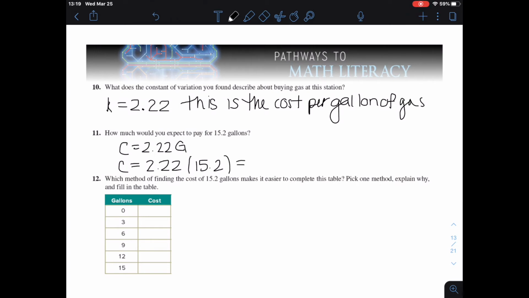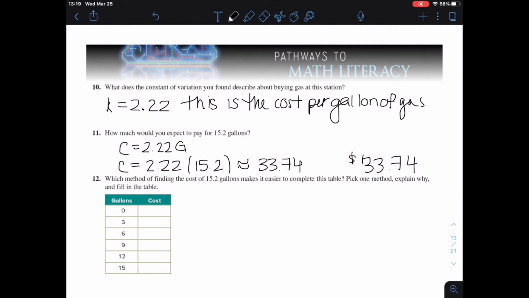And again, with rounding to the nearest penny, this would be 33.74. So it's the same thing. We'd expect to pay 33.74 for 15.2 gallons of gas, which is exactly what we came up with before.